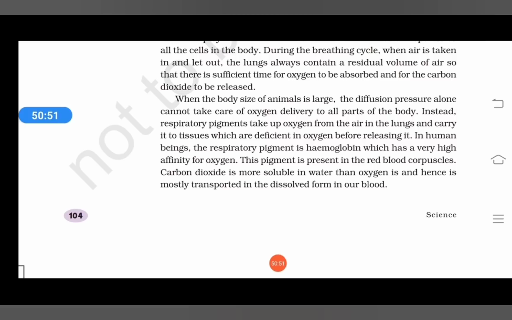In human beings, the respiratory pigment is hemoglobin, which has a very high affinity for oxygen. This pigment is present in the RBC, that is, red blood corpuscles. Carbon dioxide is more soluble in water than oxygen, and hence it is mostly transported in the dissolved form in our blood.